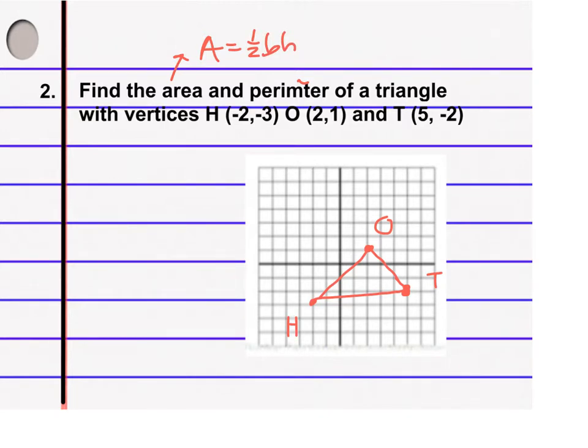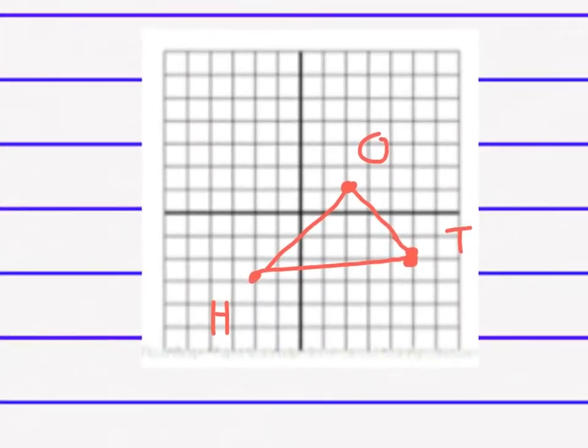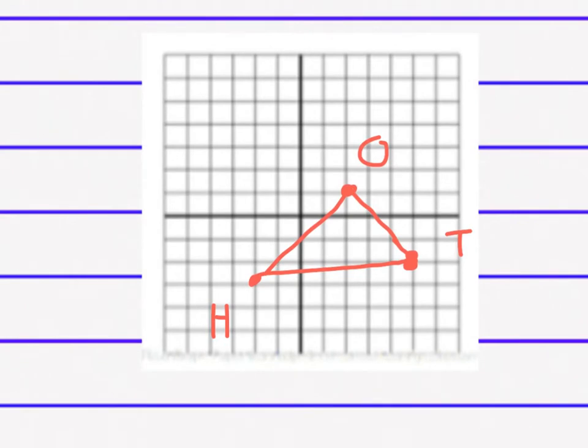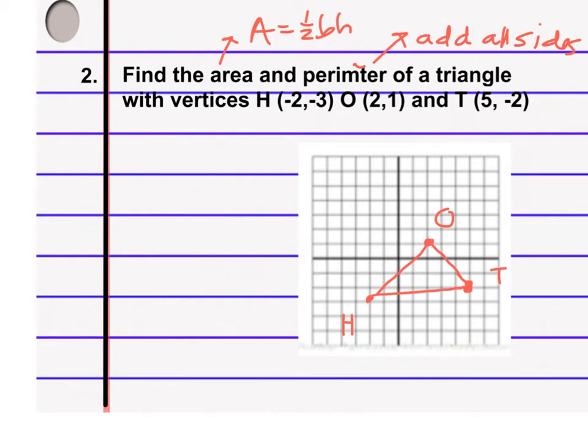Okay, for perimeter, I know I need to add up all the sides. It's the distance around the sides. So in order to do that, I need to know the length of the sides. So I'm going to start with that. To find the length of all 3 sides of triangle HOT, I'm going to have to use my distance formula to find the length of each side. Don't worry, it's just a triangle. It could have been an octagon or something, so it could always be worse.